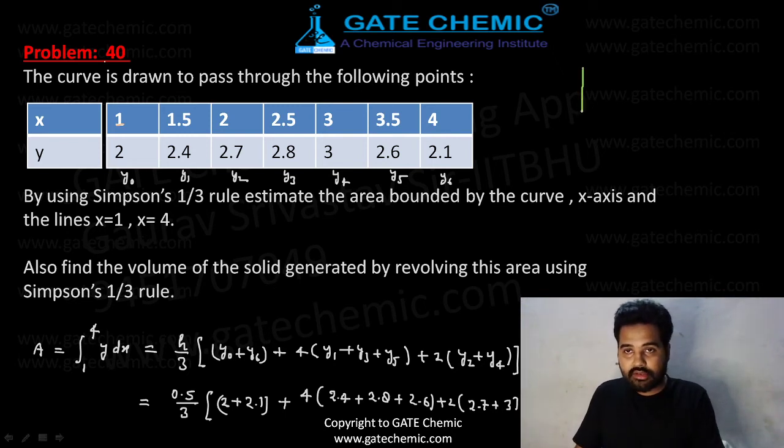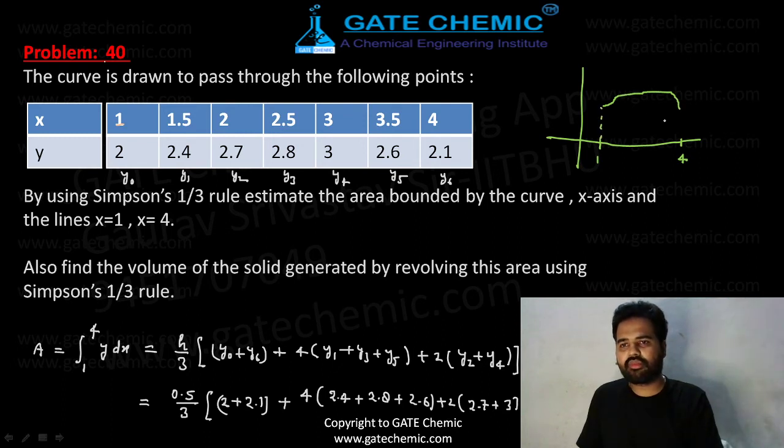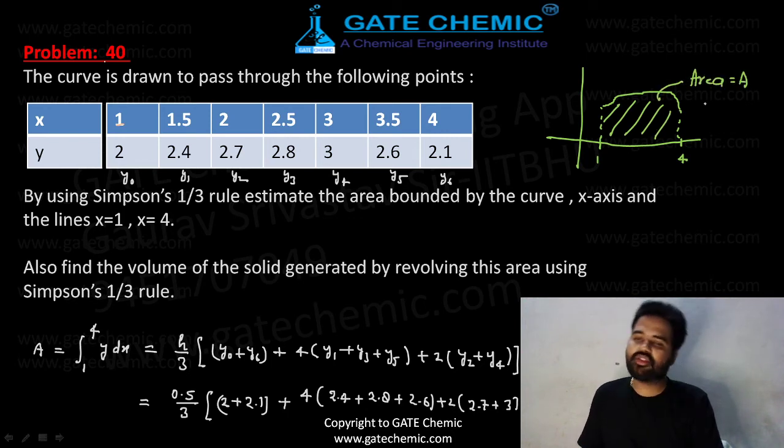This was our problem. This is x equals 1 and this is 1, this is 4, and y looks like this: increasing, increasing, increasing, increasing, and then decreasing. So I made a typical diagram for you. First, I already calculated the area by using Simpson's one third rule.